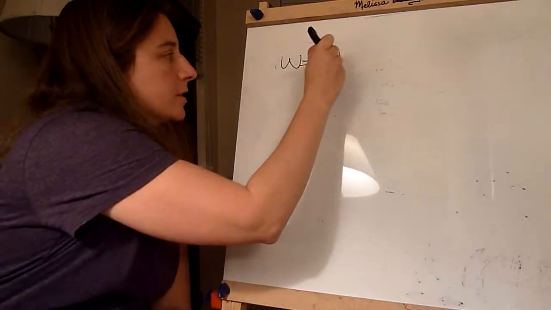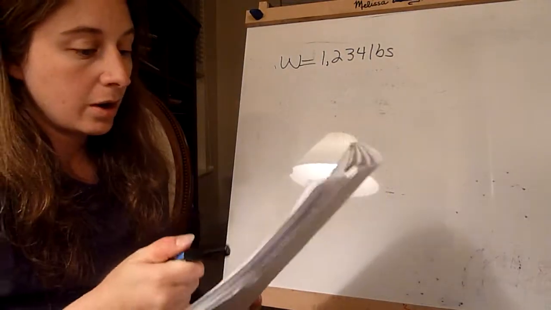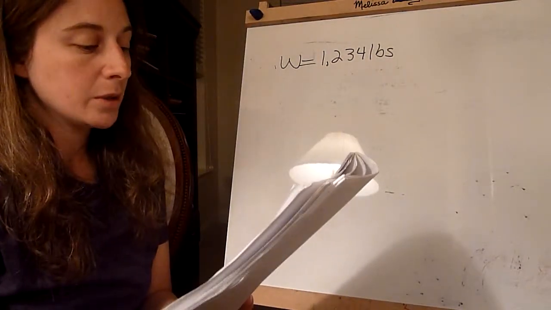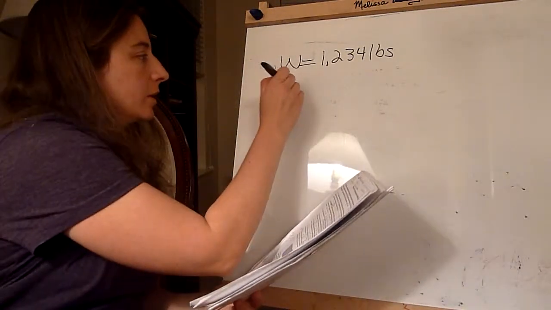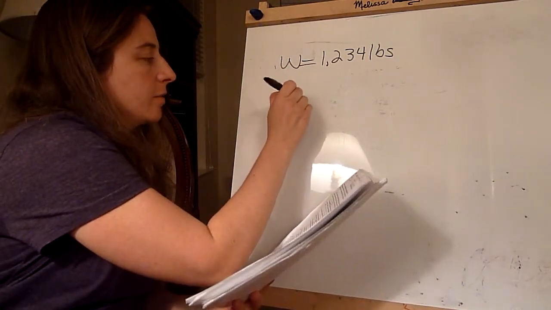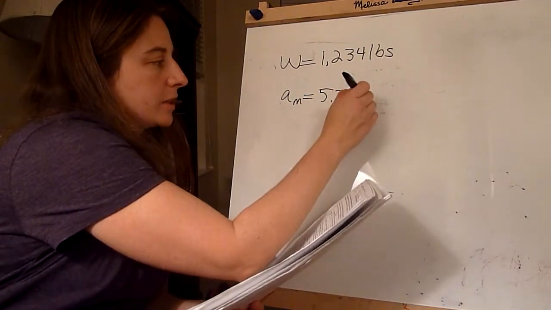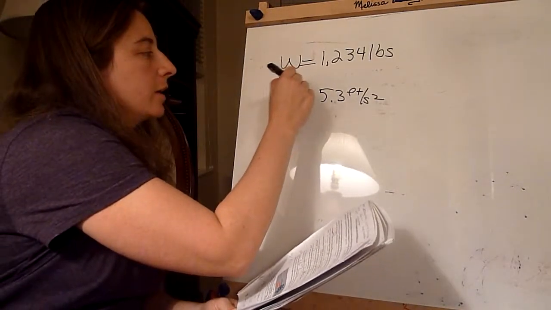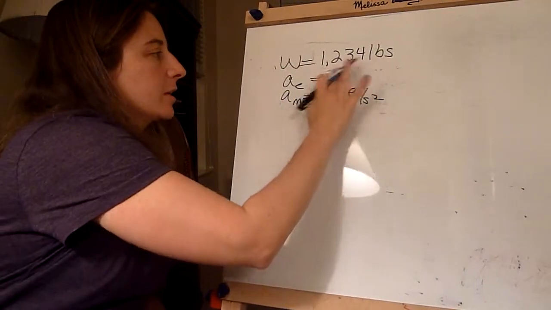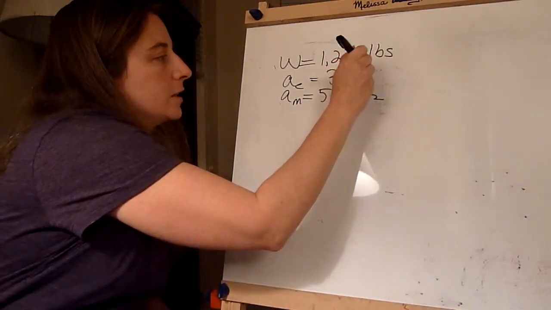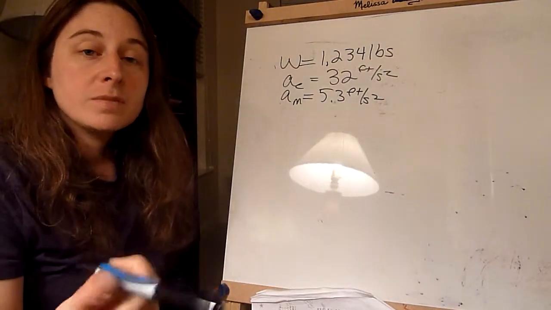So 1,234 pounds on Earth, what is its weight on the moon? The acceleration due to gravity on the moon is 5.3 feet per second squared. Of course, we know on Earth it is 9.8, or wait, feet per second squared, so 32 feet per second squared. And we know that we can convert to mass.